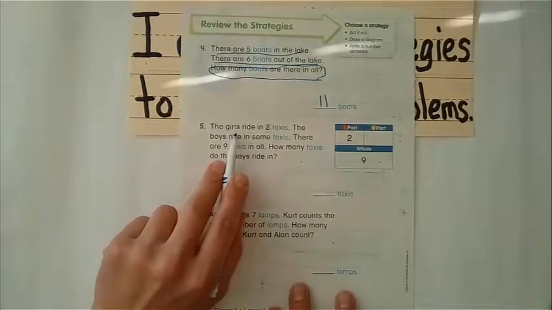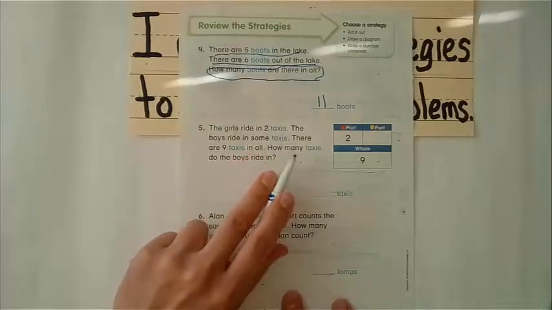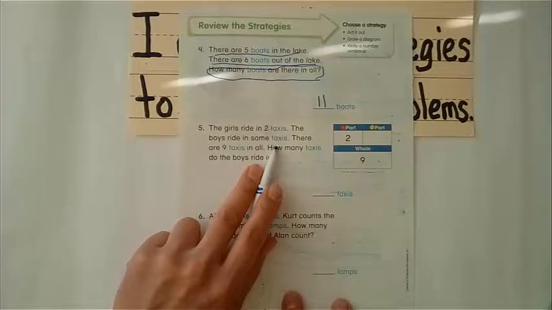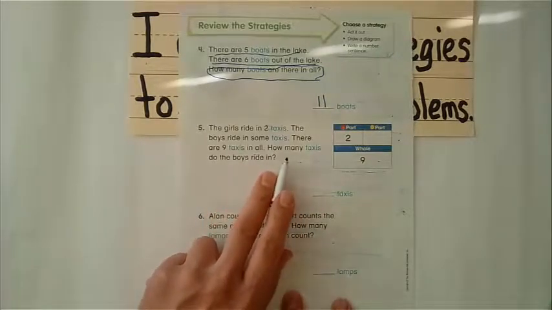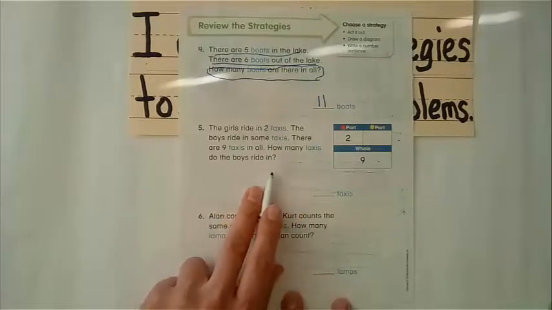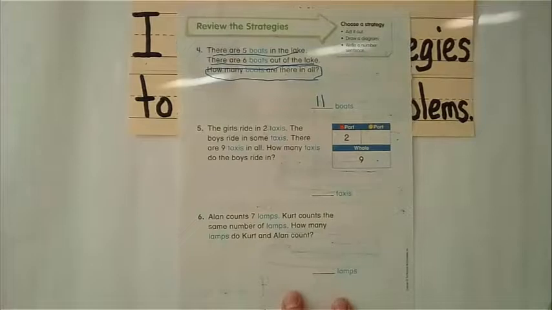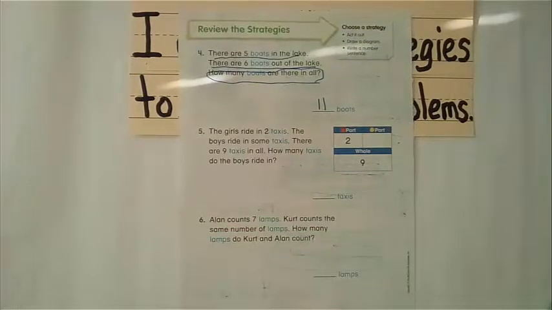The girls ride in 2 taxis. The boys ride in some taxis. There are 9 taxis in all. How many taxis do the boys ride in? So we have to find the missing part. Okay, so if I know that there are 9, oh wait, I forgot to underline.